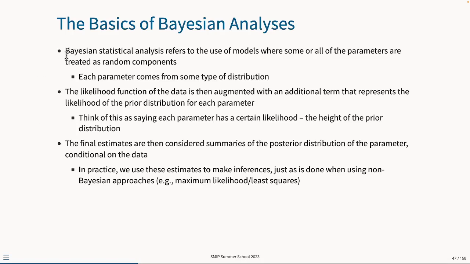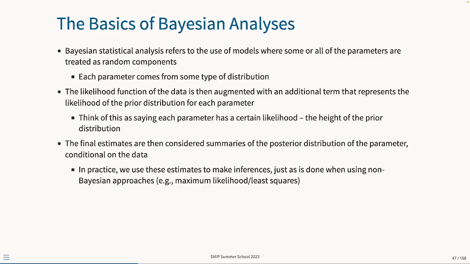So just from a basic point of view, Bayesian statistical analysis refers to the use of models where some or all of the parameters are treated as random components. That means that each parameter has a distribution attached to it. Right? So think from that last set of slides, it's like saying I'm going to put a distribution on the item intercept, or on theta, or on a factor loading.